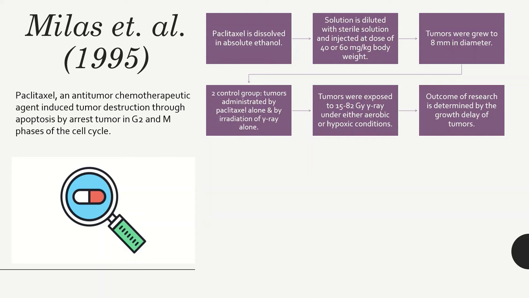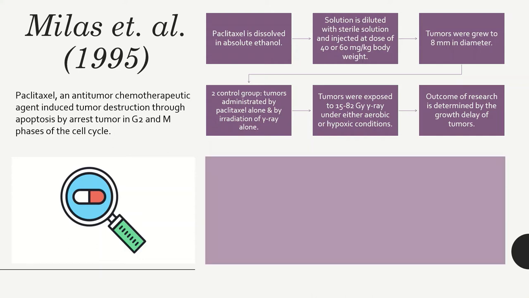As for the other two groups, they were both administered the drug and then exposed to 15 to 82 gray of gamma ray under either aerobic or hypoxic condition. That means one is under aerobic condition and another one is under hypoxic condition. And the outcome of this research is determined by the growth delay of tumor. So throughout this research, they found out that treating the tumor with drug and radiotherapy is actually more effective than using only either radiotherapy or the drug.